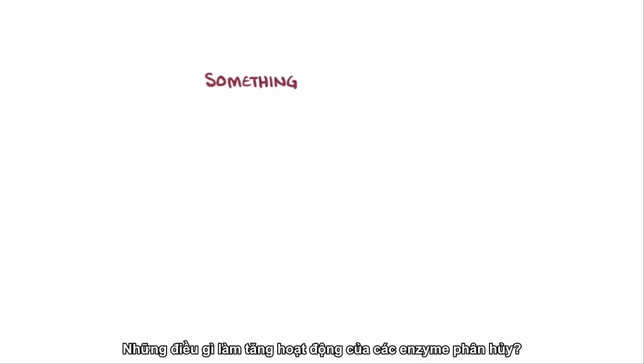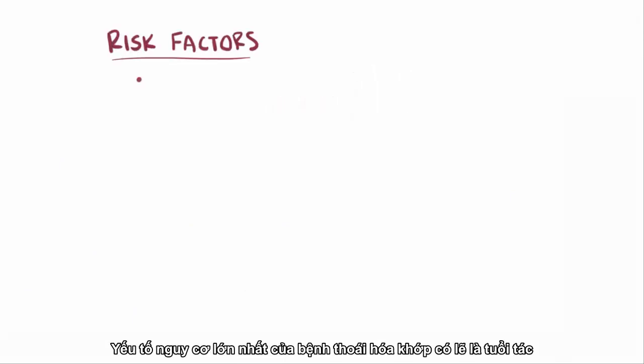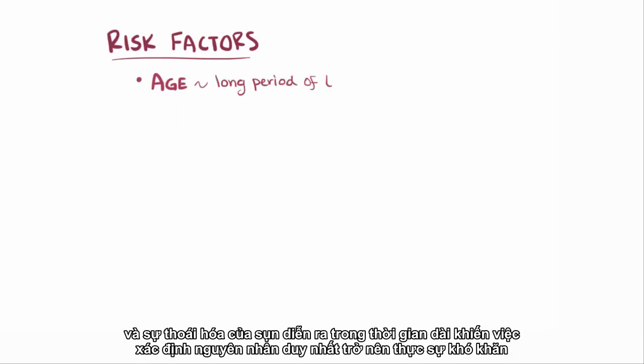What sort of something, though, can cause an increased expression of degradative enzymes? Well, that's the million-dollar question, right? And the answer isn't super straightforward. The biggest risk factor for osteoarthritis seems to be age, and often the cartilage degrades over long periods of time, which makes it really hard to pinpoint one single culprit.